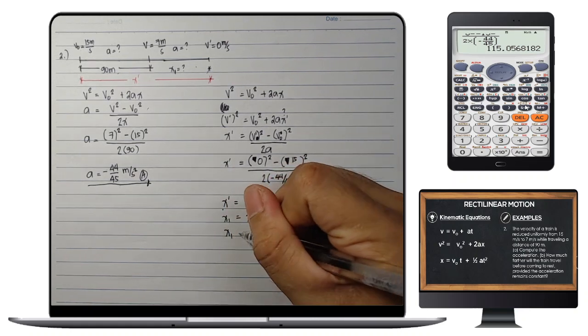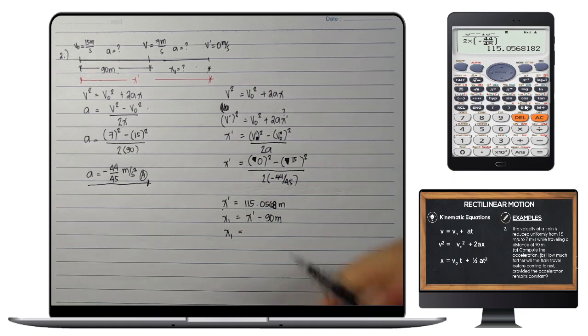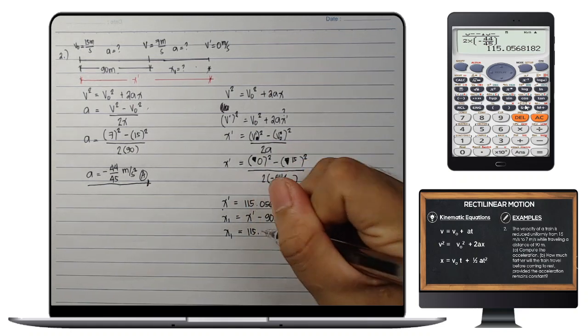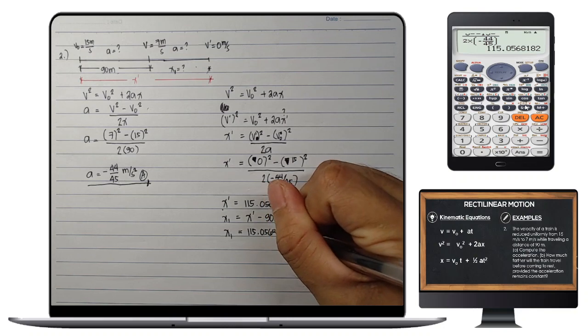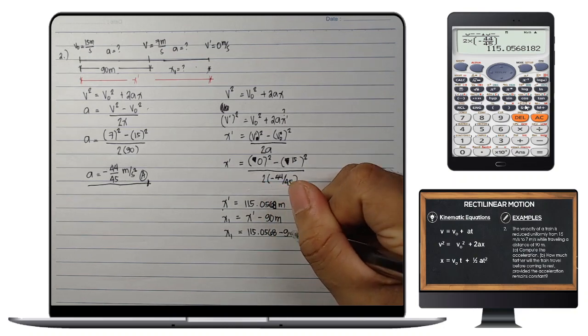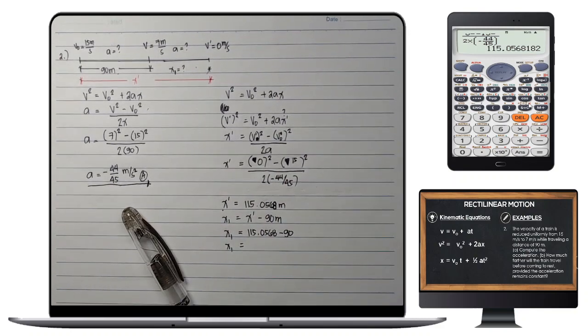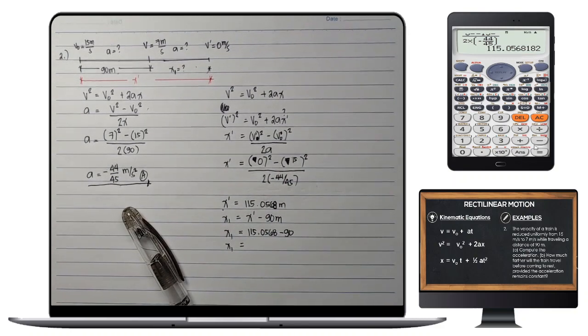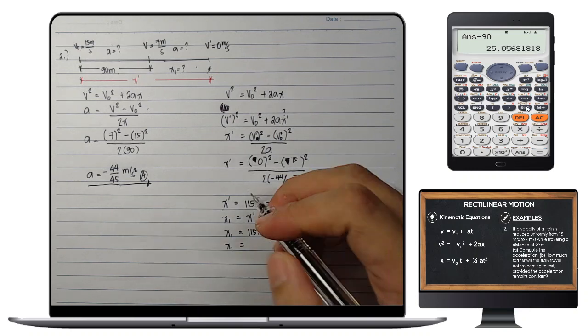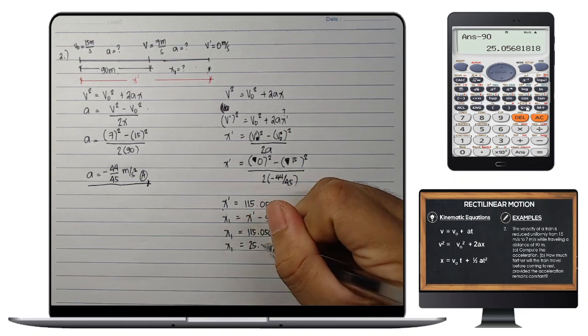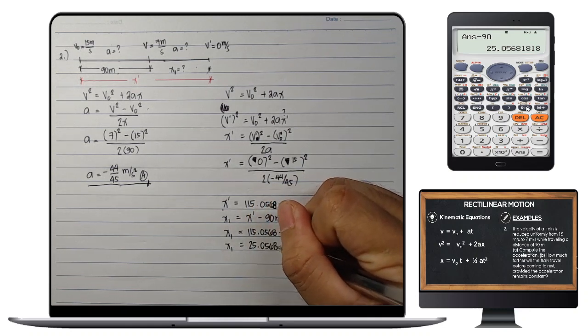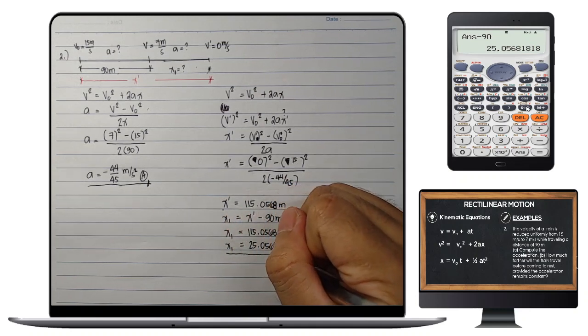So x1 natin is equal to 115.0568 minus 90. Okay? So x sub 1 natin, pag ginawa natin yan, so this answer minus 90. So that is our x sub 1. So we have 25. So x sub 1 natin is 25.0568 meters. So yan yung hinahanap.